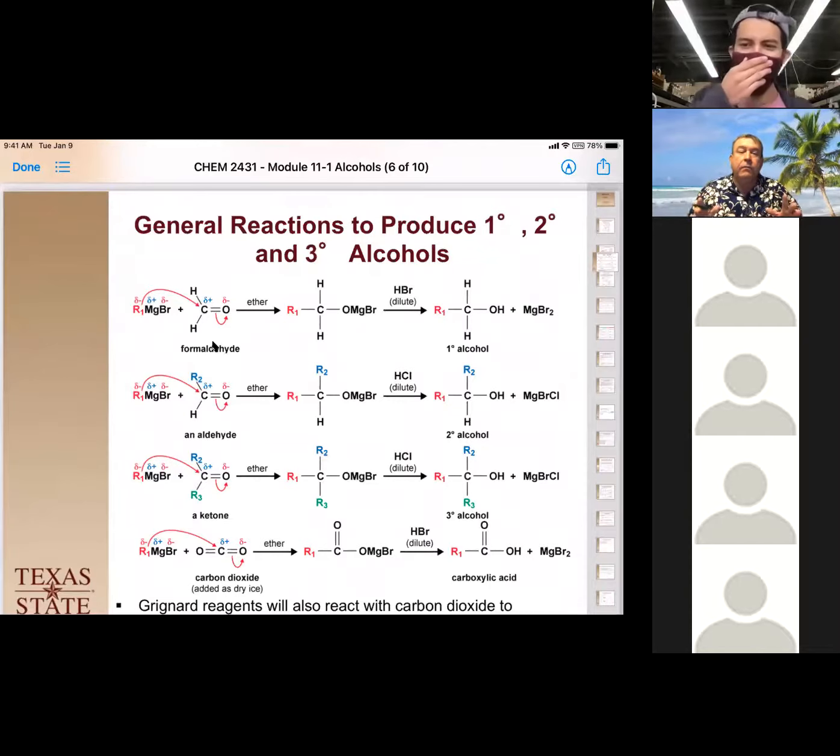Because we can do a variety of things. We can make primary alcohols, secondary alcohols, or tertiary alcohols just by starting with different carbonyl compounds. We can even make a carboxylic acid looking at a different carbon compound. Let's start with the first one.